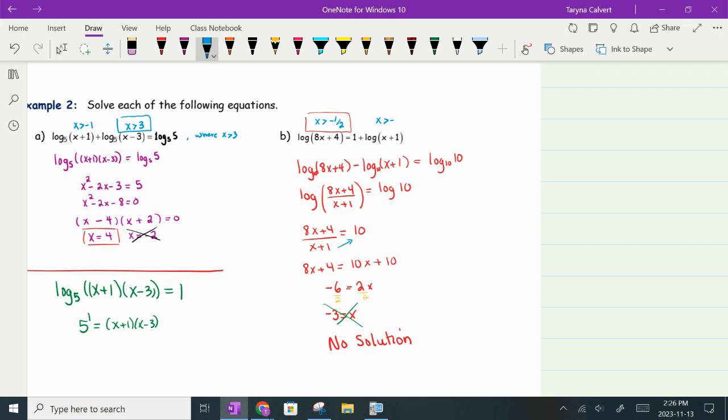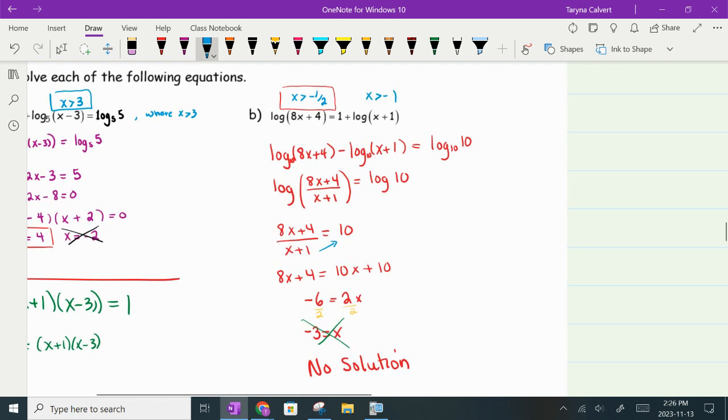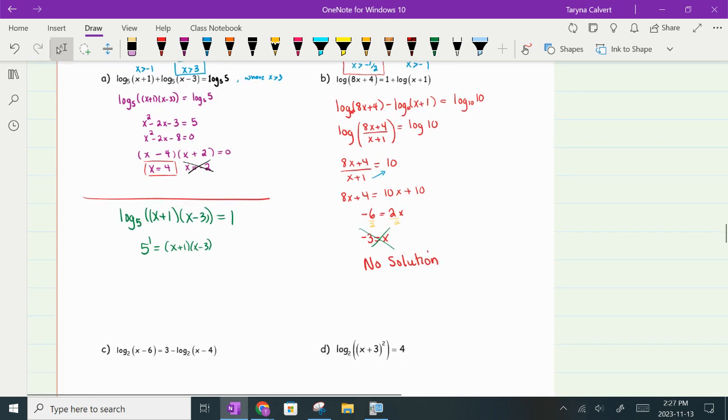-1. Sorry. I was looking at my solution again. So do you guys agree? No solution? Right.